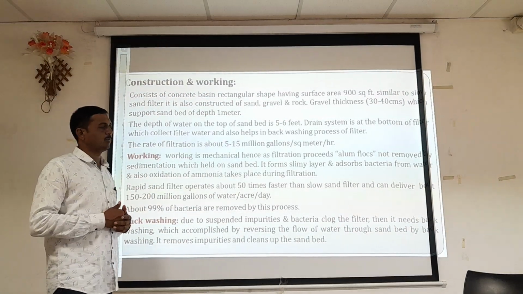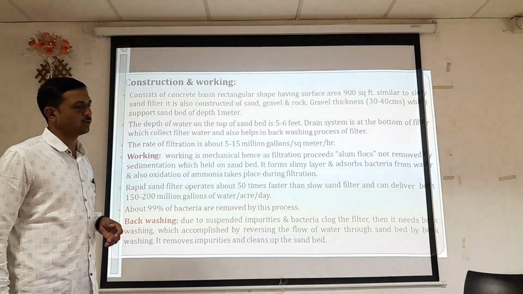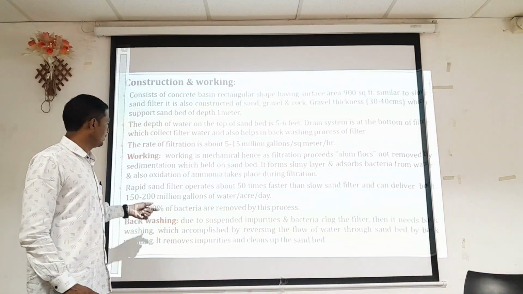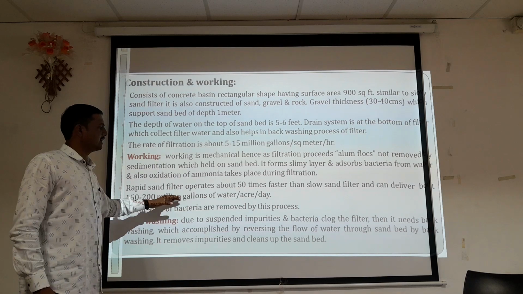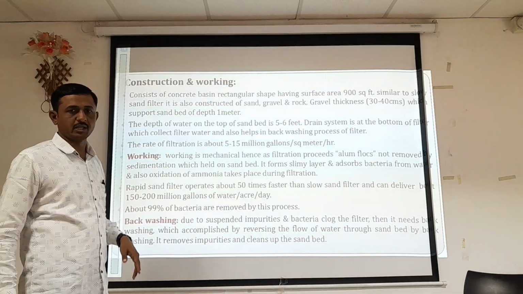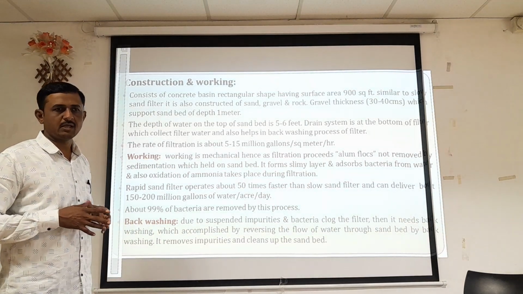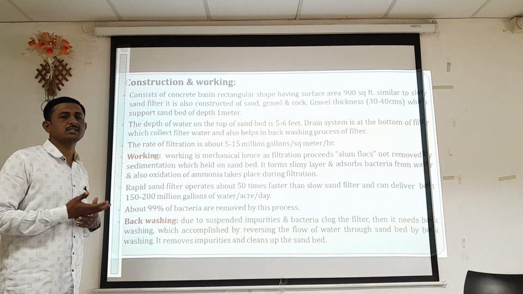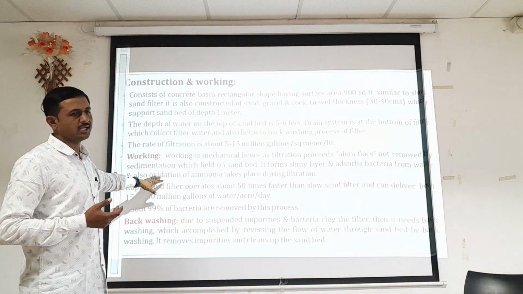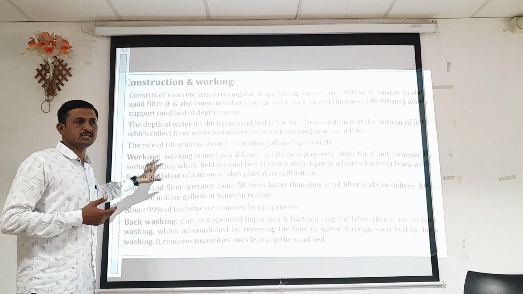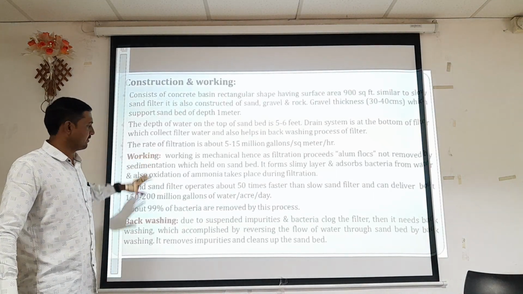Rapid sand filter operates about 50 times faster than slow sand filter and can deliver about 150 to 200 million gallons of water per acre per day. It is the highest speed of filtration, so we can filter a large amount of water by using the rapid sand filter. That is why it is called a mechanical sand filter.